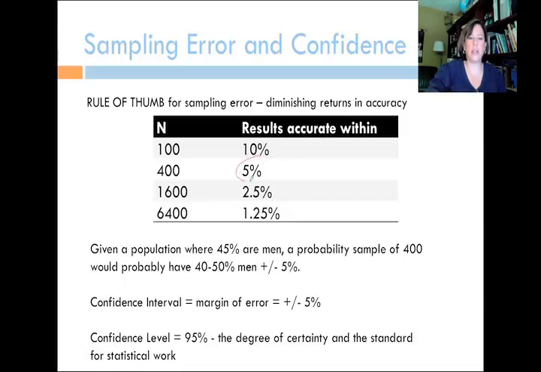So here's the rule of thumb. You want to get to about this level. And you can see that as that sample size goes up, your accuracy level doesn't go up nearly as much. It would take a lot of resources and a lot of effort to get a sample size that's that large, over the 400 to the 6400, but your accuracy doesn't go up that much. That's what I mean by diminishing returns in accuracy.